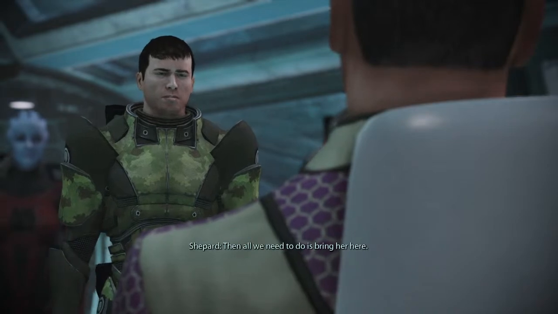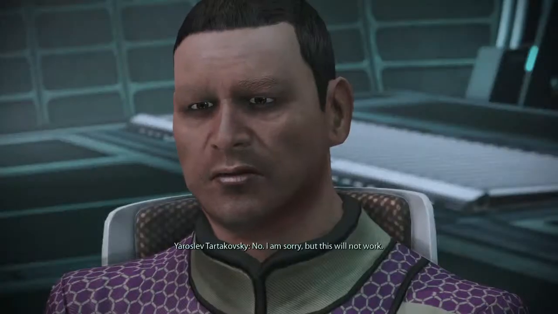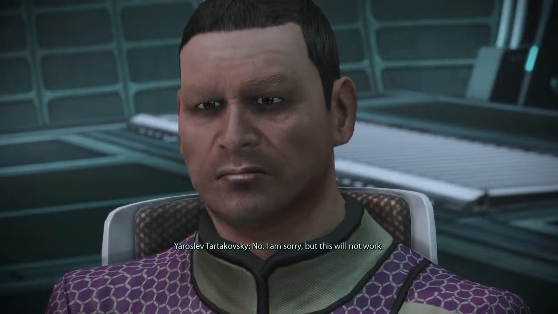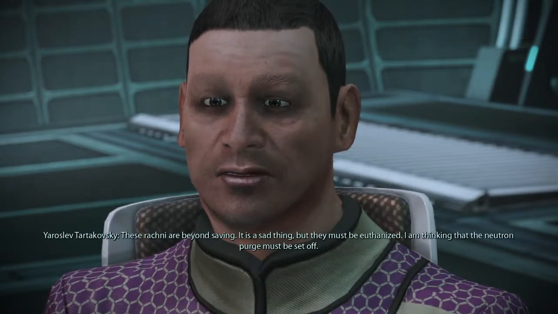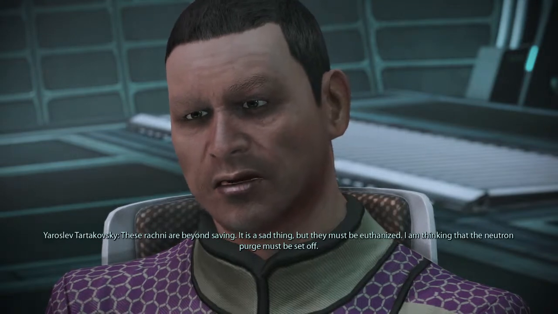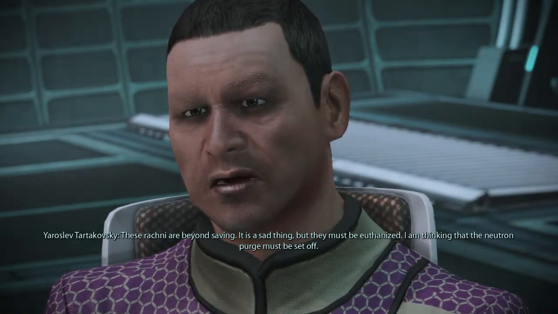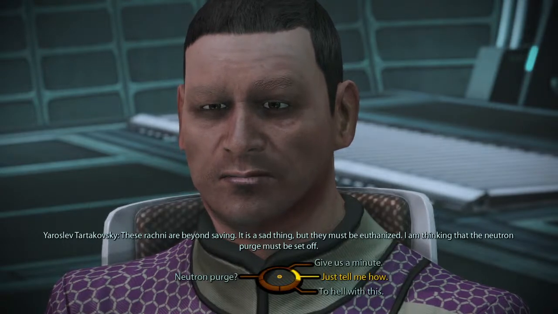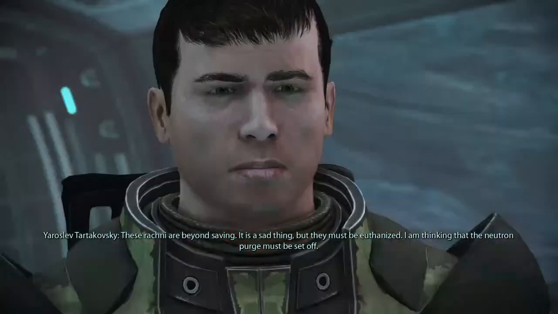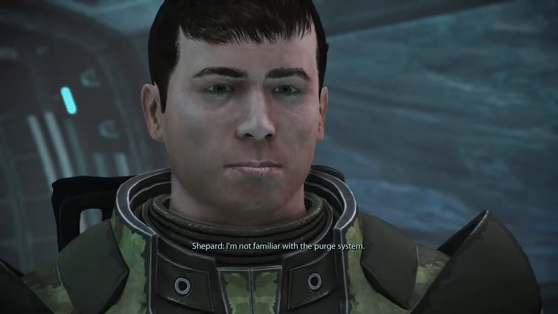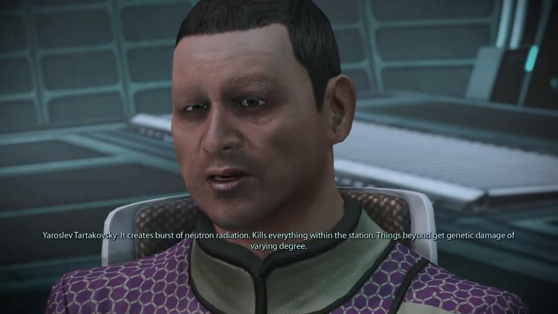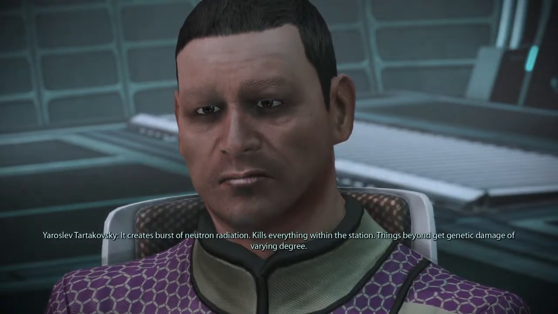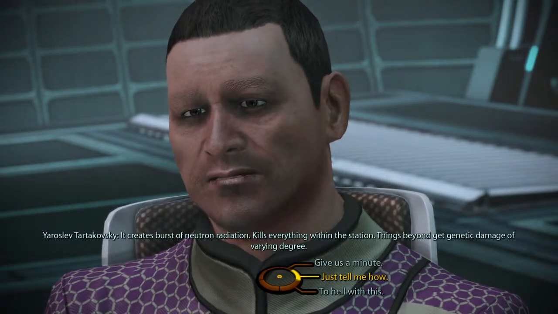Then all we need to do is bring her here. No, I am sorry, but this will not work. These Rachni are beyond saving. It is a sad thing, but they must be euthanized. I am thinking that the neutron purge must be set off. I'm not familiar with the purge system. It creates bursts of neutron radiation, kills everything within the station. Things beyond get genetic damage of varying degree.